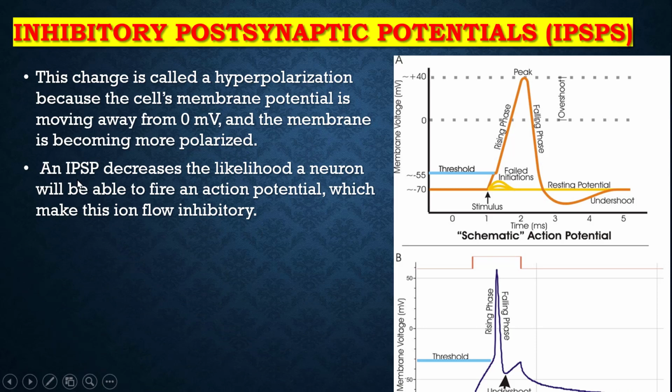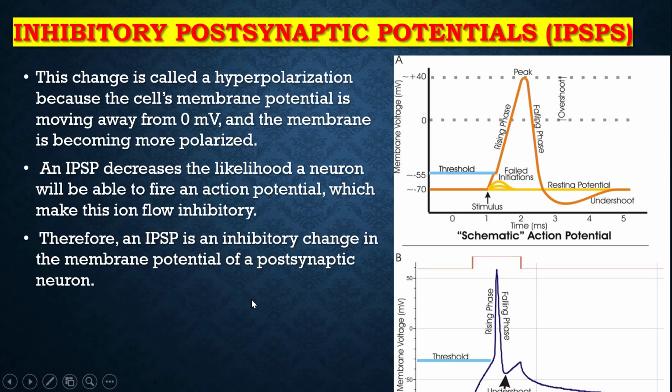An inhibitory postsynaptic potential decreases the likelihood that a neuron will fire an action potential, which makes this ion flow inhibitory. So the influx of negative ions to the interior of the cell causes inhibition of the neuron, and this ionic flow from the outside to the inside is called inhibitory ion flow.